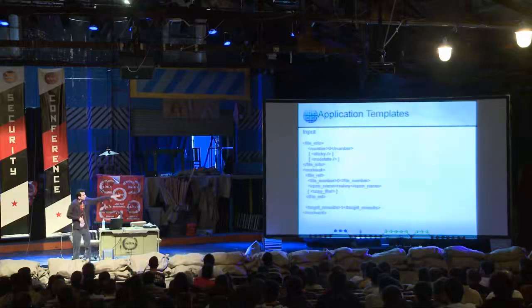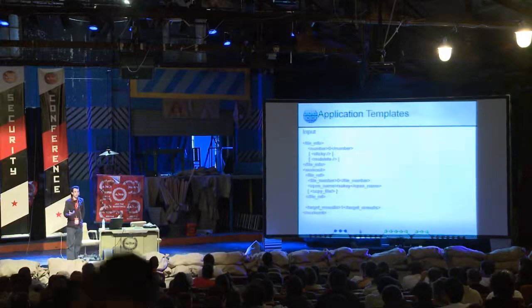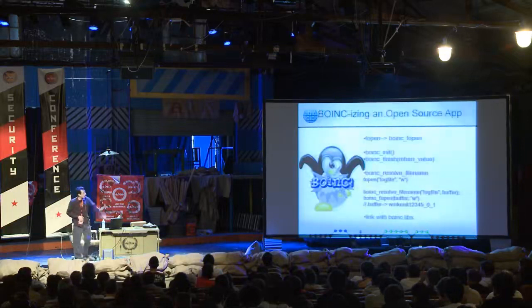Here's the input template, and you can see the name there, RSA key. RSA key is the logical name. That's what the program expects. The physical name on disk will look different.